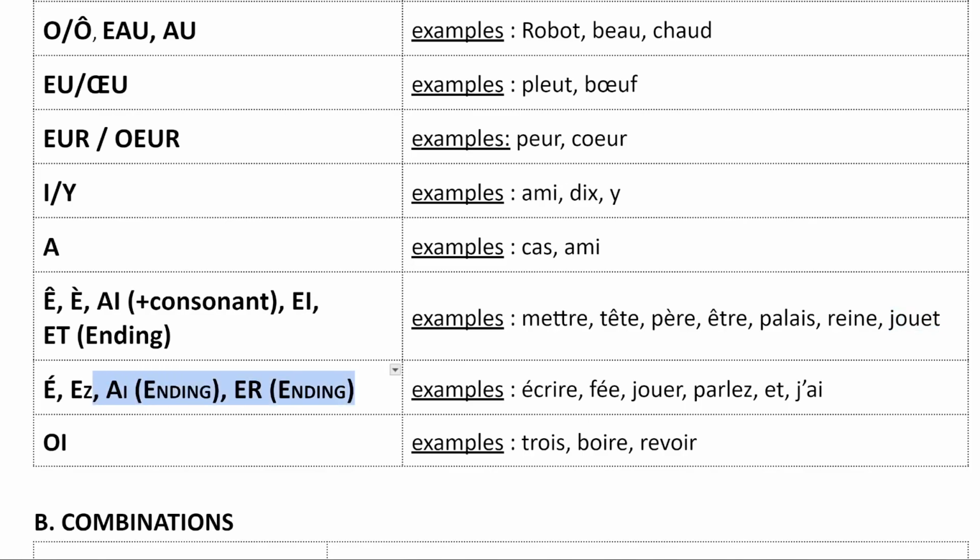Next, this one, there is a difference. These combinations of letters make the sound E. Like you're saying hey to someone, right? So E, hey, E.